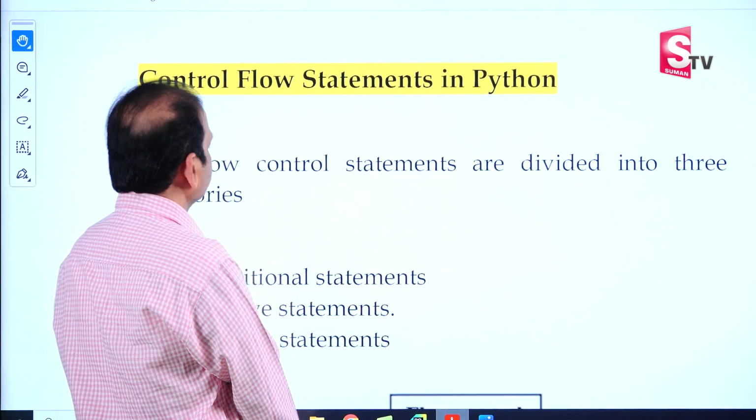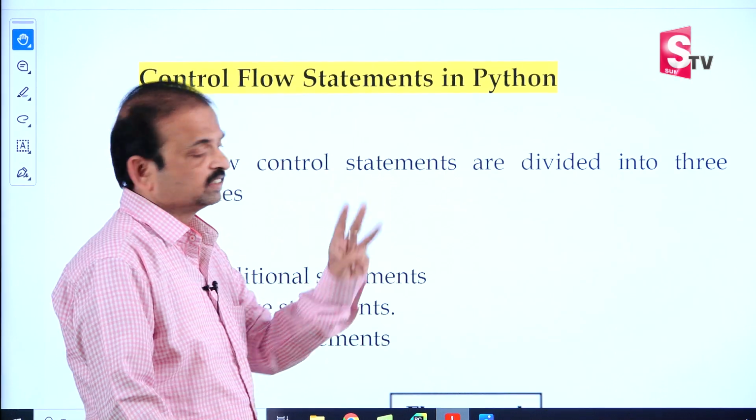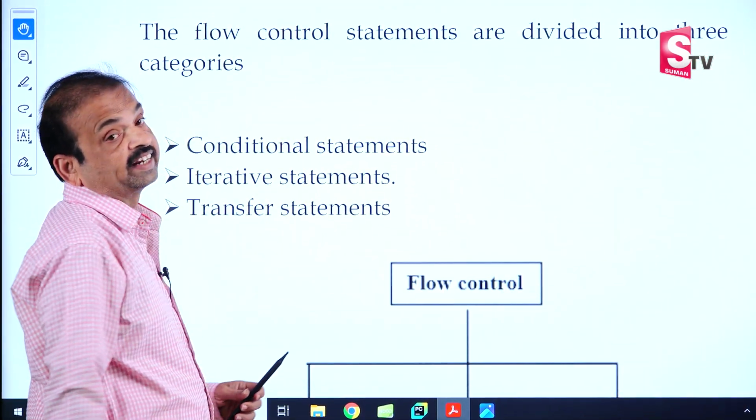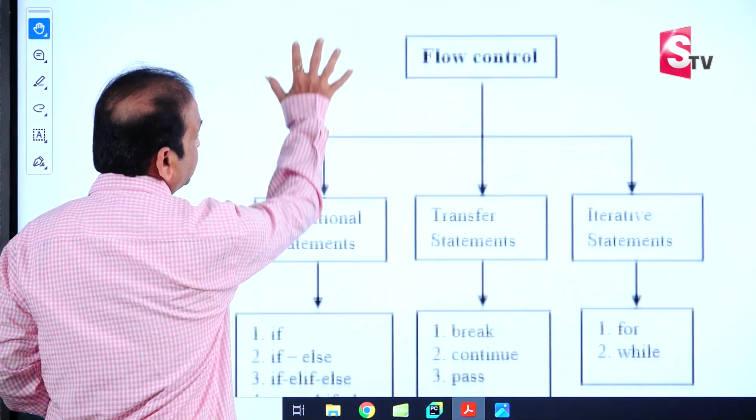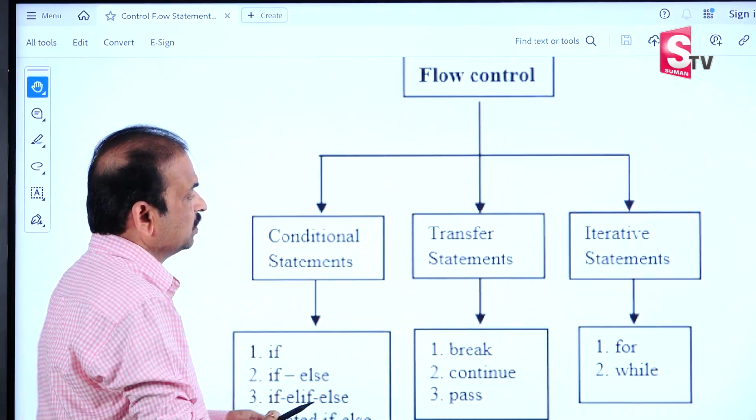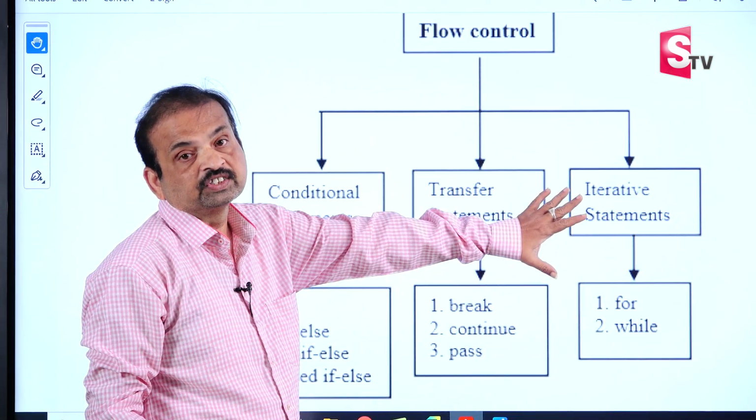The flow control statements are divided into 3 categories: conditional statements, iterative statements and transfer statements. They are divided into 3 categories. One is conditional statements, one is transfer statements and one is iterative statements.